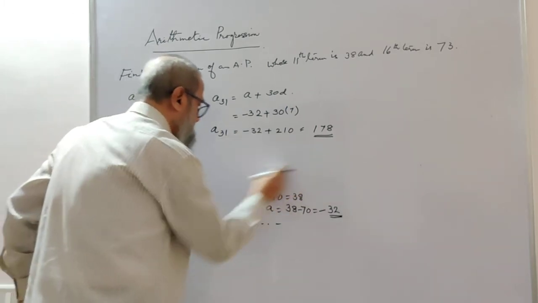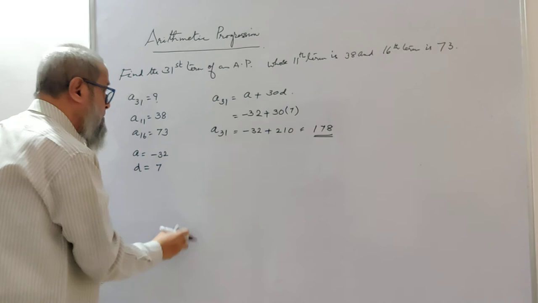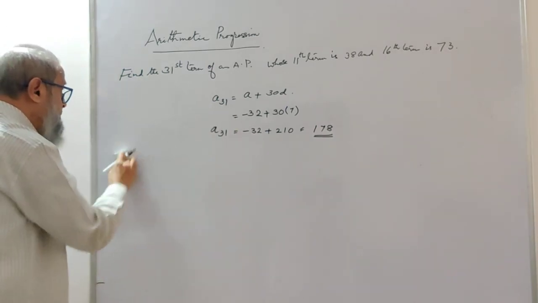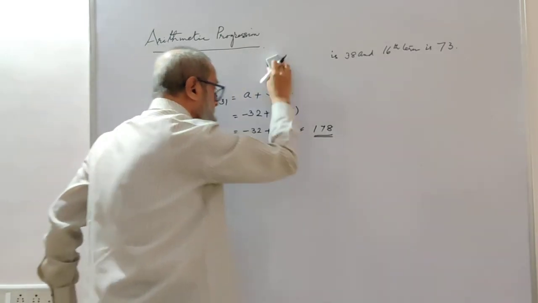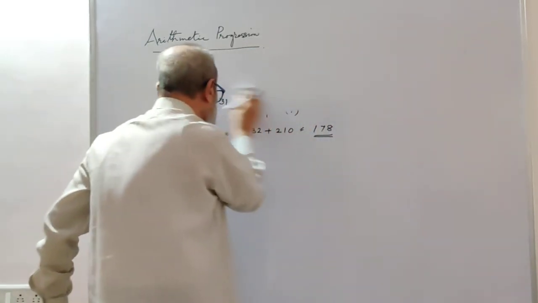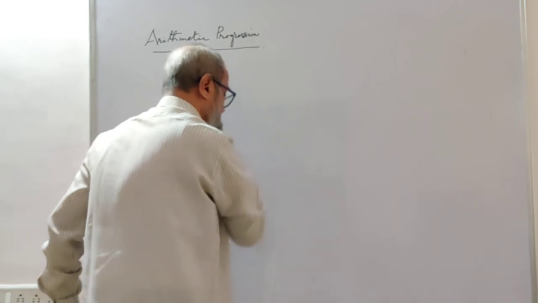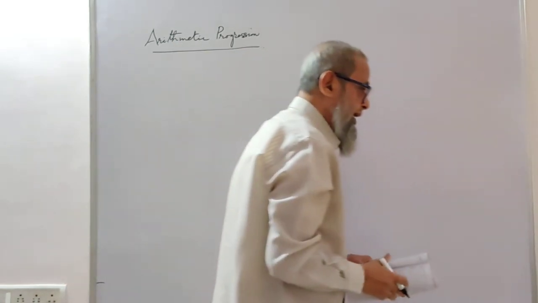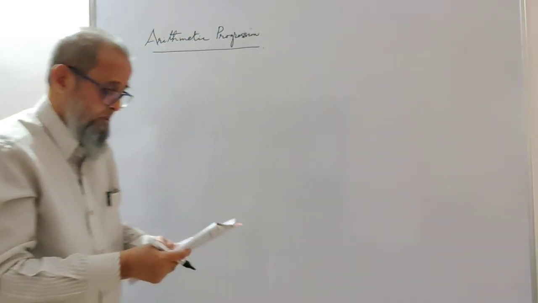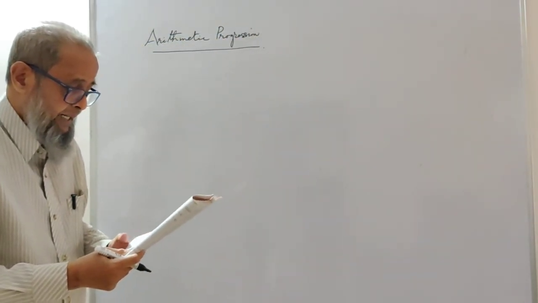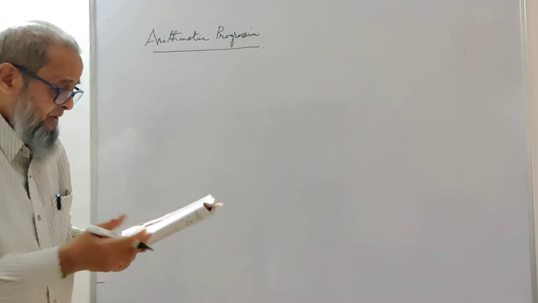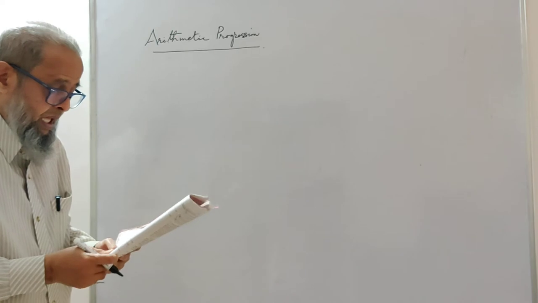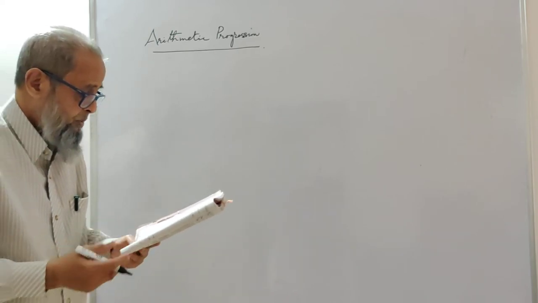I hope you have understood this problem. You have understood this, what we have done. Now I'll take up one more problem in the same thing, finding the nth term using the formula an is equal to a plus n minus 1 d, and finding the required quantities. One more problem.